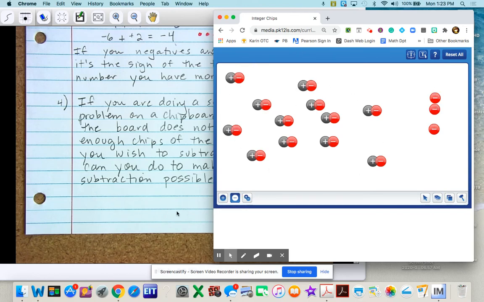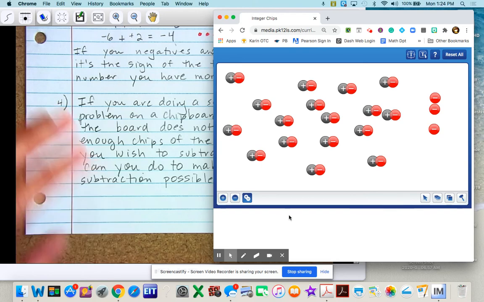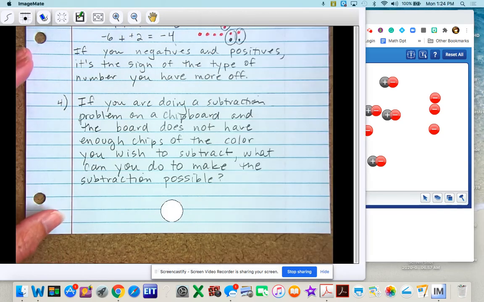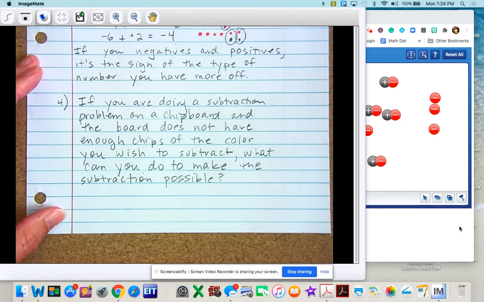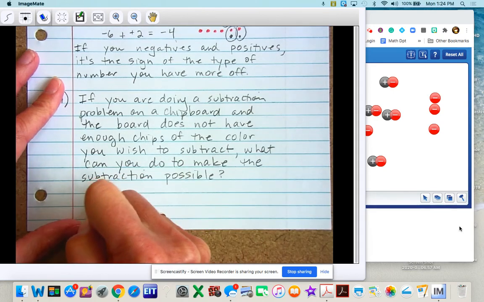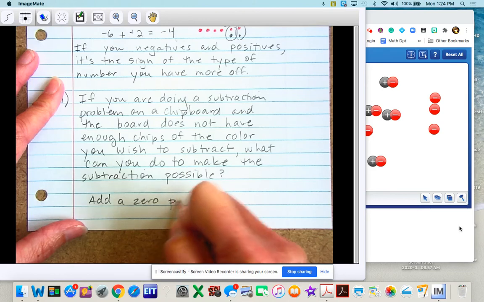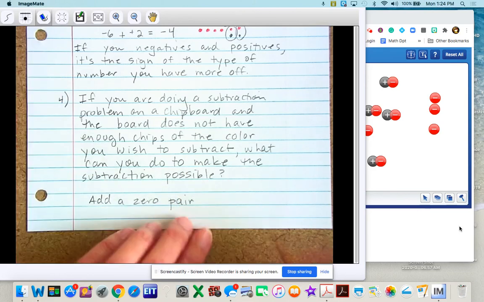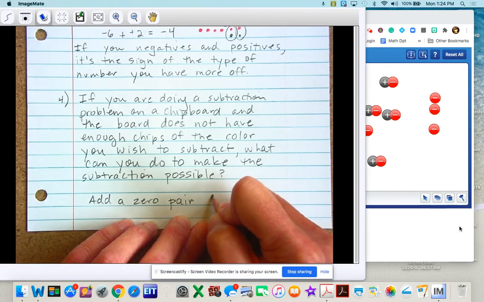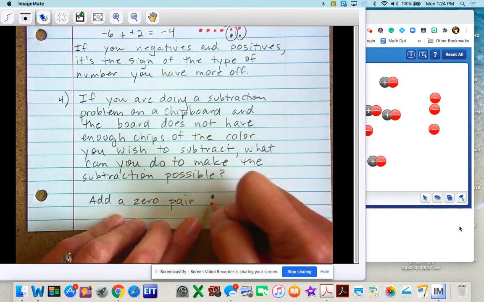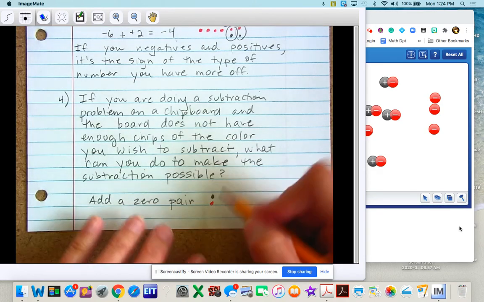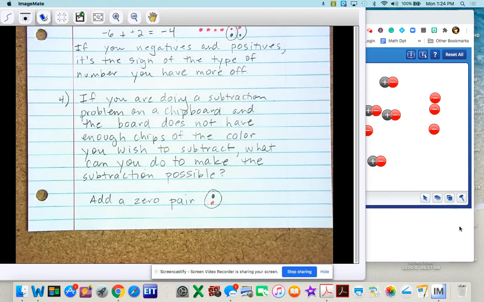So you can add a 0 pair whenever you want, and it does not change the value of the board. So we're going to say add a 0 pair. You can always add a positive and a negative pair, which is basically just a 0, and it's not going to change the value of the board.